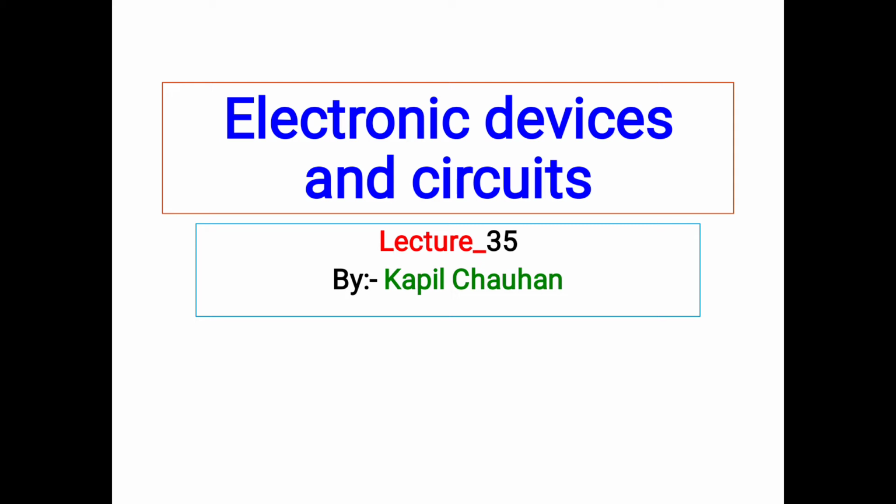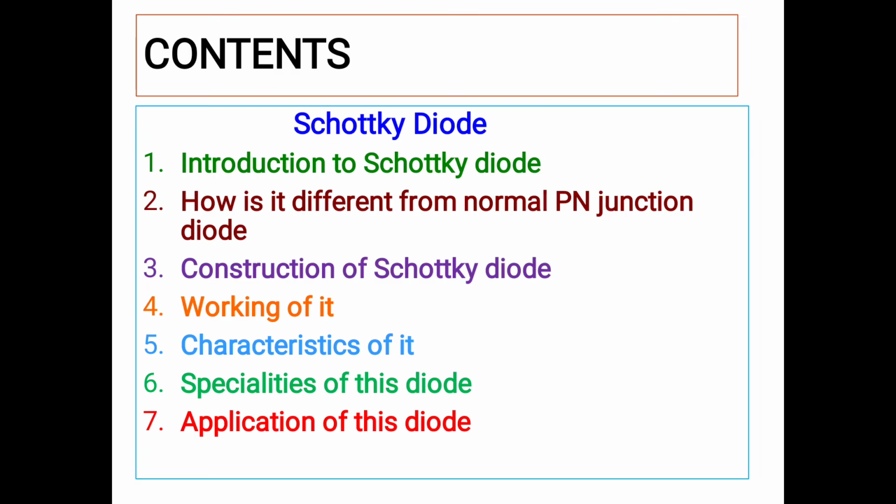This is our lecture number 35 in electronic devices and circuits. In this lecture, we will be studying about the Schottky diode. So I will start this presentation with the introduction to the Schottky diode. Then we will be studying about how this Schottky diode is different than the normal PN junction diode.